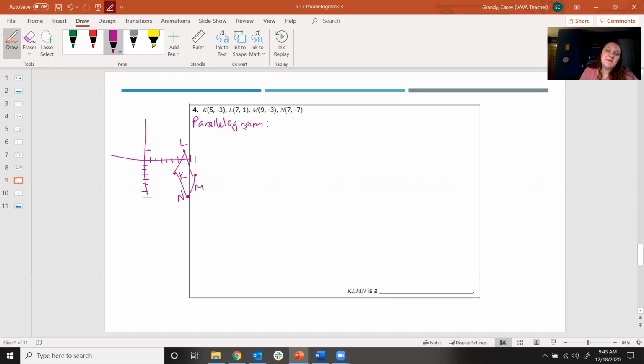All right, so let's test if it's a parallelogram. My opposite sides are LK and NM, so we'll test those. And then we'll test LM and KN. And we're going to use the distance formula each time. So go ahead, use the distance formula for each one and find the length. Do that now.